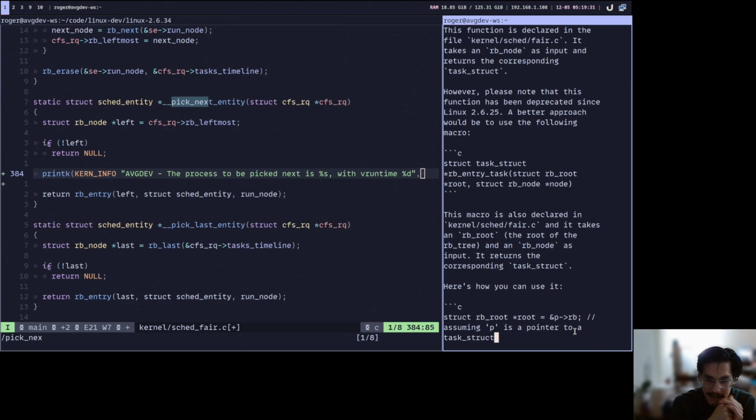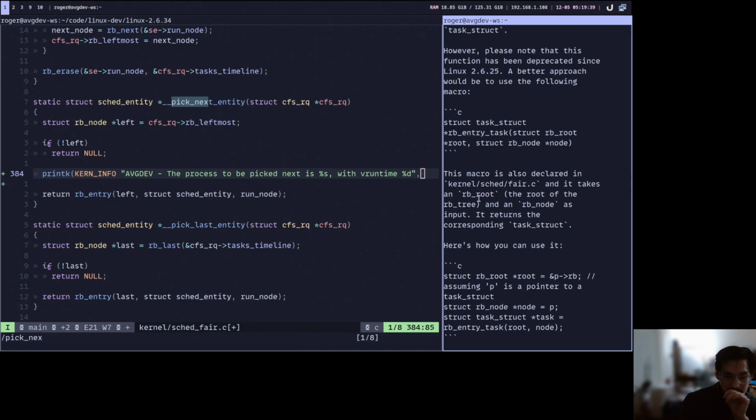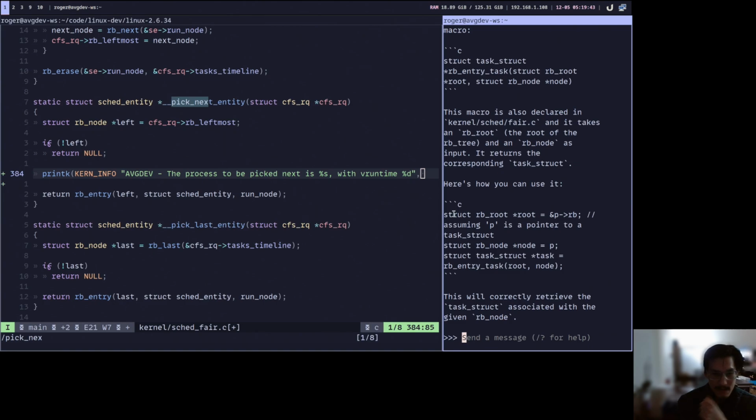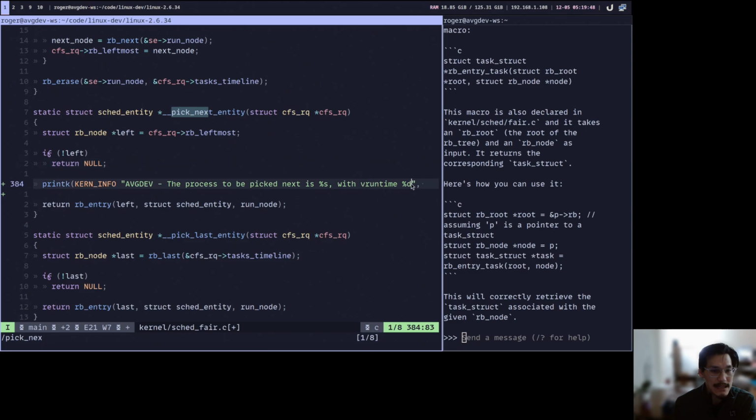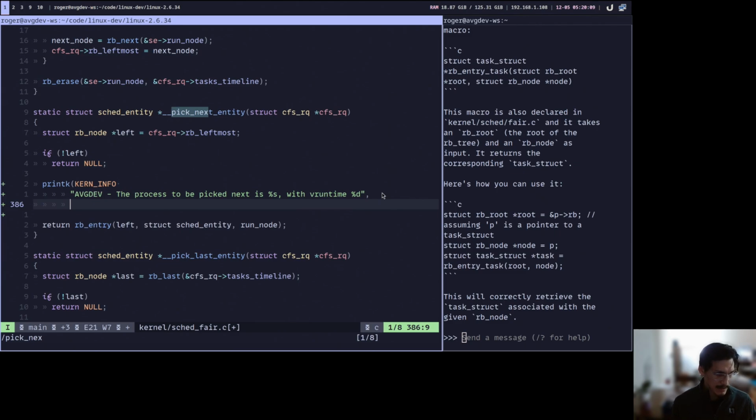This is in sched fair.c and takes an RB root, the root of the tree, and an RB node. Okay, so here's how we can use it. So we want to get the task because this is actually the sched entity. I want to get the task struct itself and print out the name, and then I also want to print out the sched entity's v runtime. So basically what I'm thinking about is something like this. In this case, pretend we say cur task comm, and then we can say left's v runtime, something like this is what I'm looking for. So left is this one right here, the sched entity, which should be non-null at this point, and then we want to get the current task.